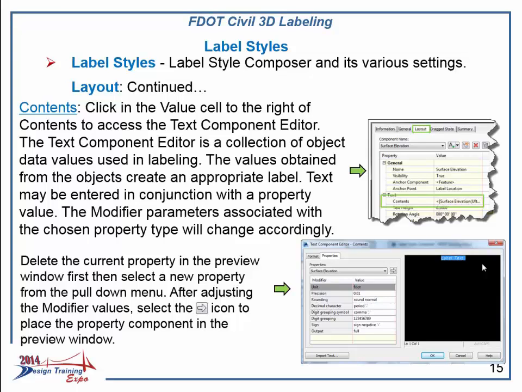Text may be entered in conjunction with a property value. The modified parameters associated with the chosen property type will change accordingly to the object that it's being associated to. You can delete the current property of the preview window first, then select the new property from the pull-down menu. After adjusting the modifier values, select the arrow icon to place the property component in the preview window.